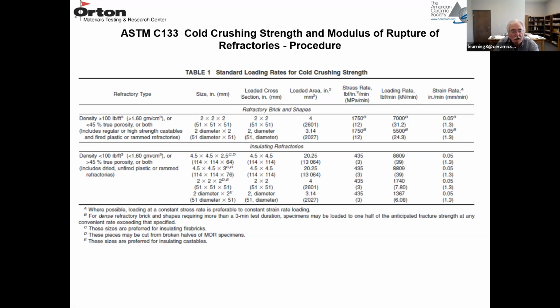You want a much bigger sample because it's a much weaker sample. You get a better measurement that way. You're loading at a lower stress rate now, 435 PSI per minute, which is about 8,800 pounds per minute. And if you're running a strain rate experiment, you're going to do it at about 0.05 inches per minute. So that is for compressive strength.